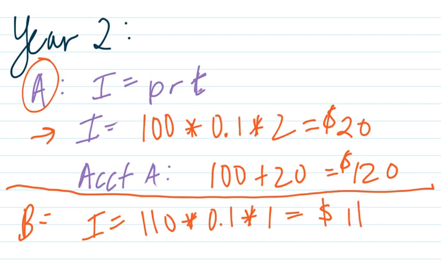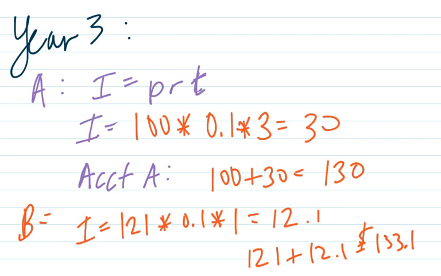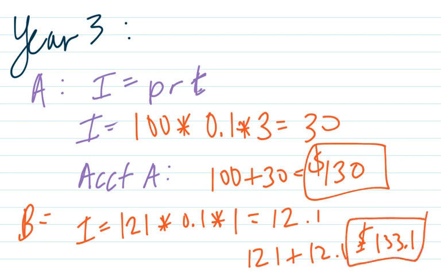We add that to the original amount from this time period, so 110, what we started with at the beginning of year 2, technically, so end of year 1, beginning of year 2, plus the $11, and in this account, we have $121. So this process continues. And we can see at the end of year 3, our account A would end up having $130, and our account B would end up having $133.10. So as this continues, you can fill out the rest of the chart to see how much more account B has than account A when we're compounding everything each year.